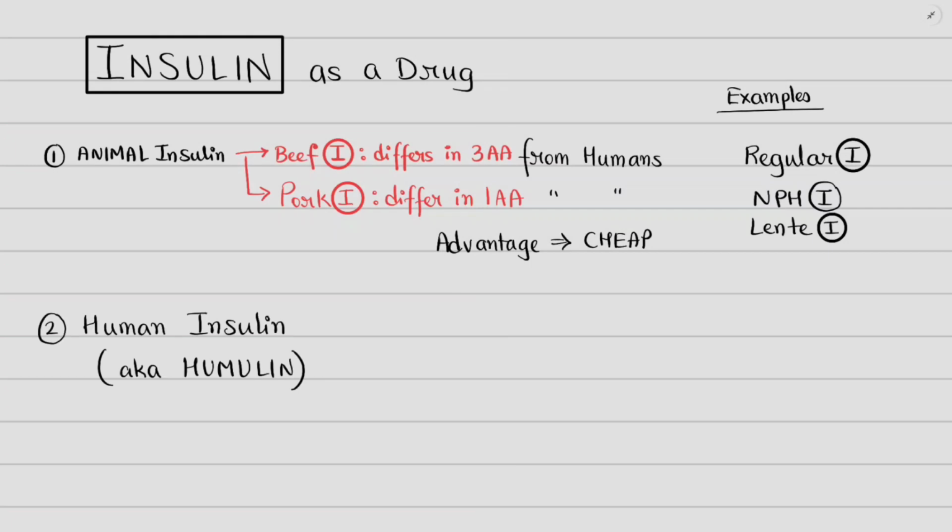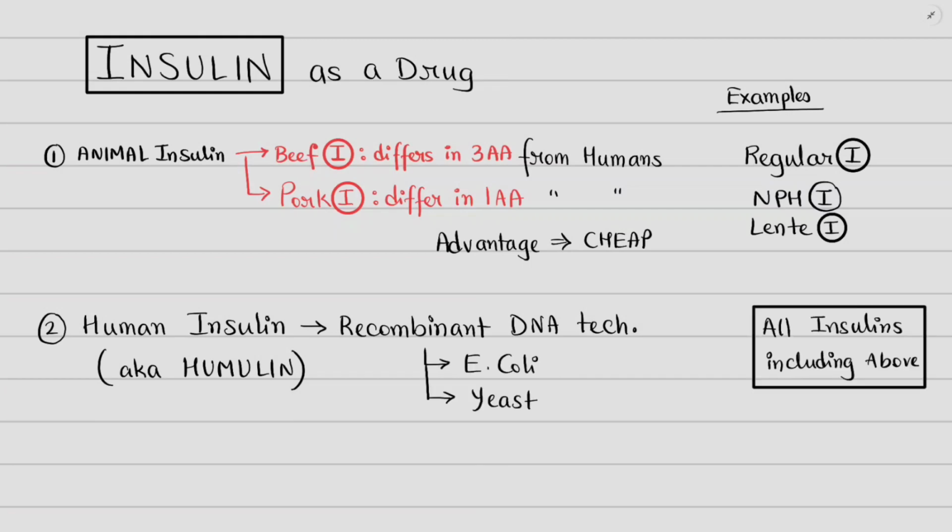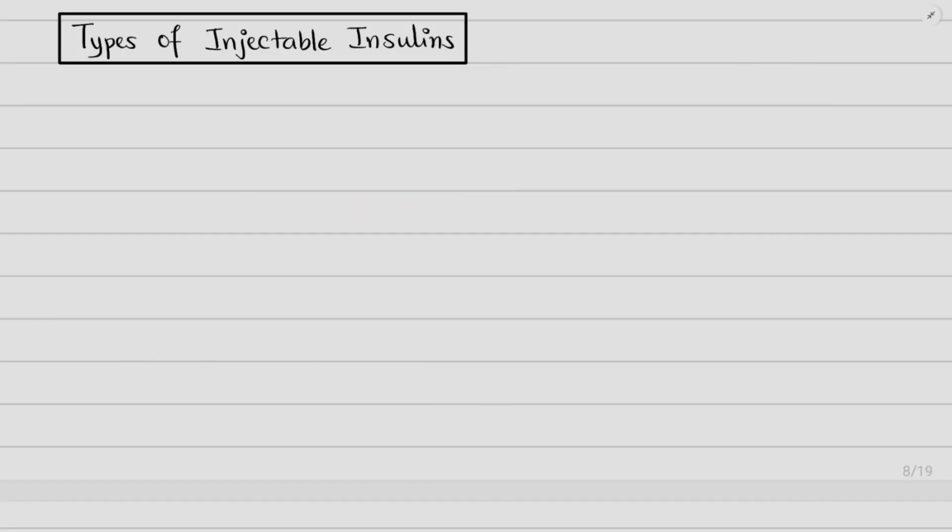Number 2, human insulin, also known as Humulin, is produced by recombinant DNA technology, either from E. coli or yeast. Examples are all the insulins mentioned above. Now the types of injectable insulin.